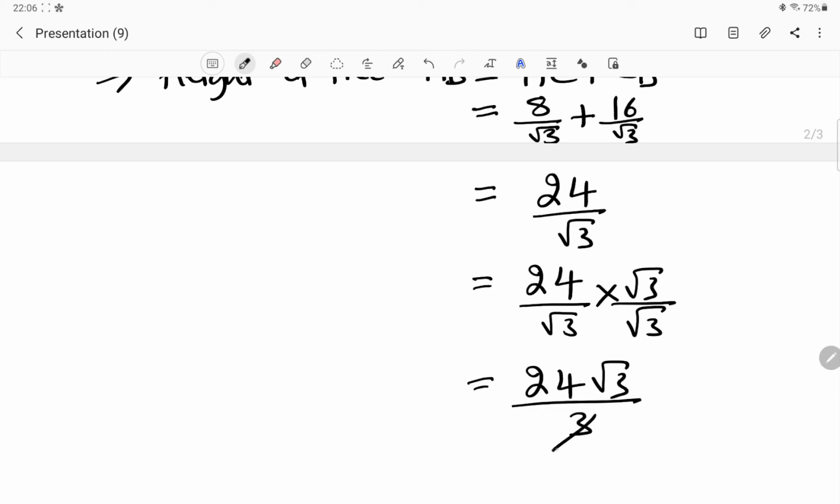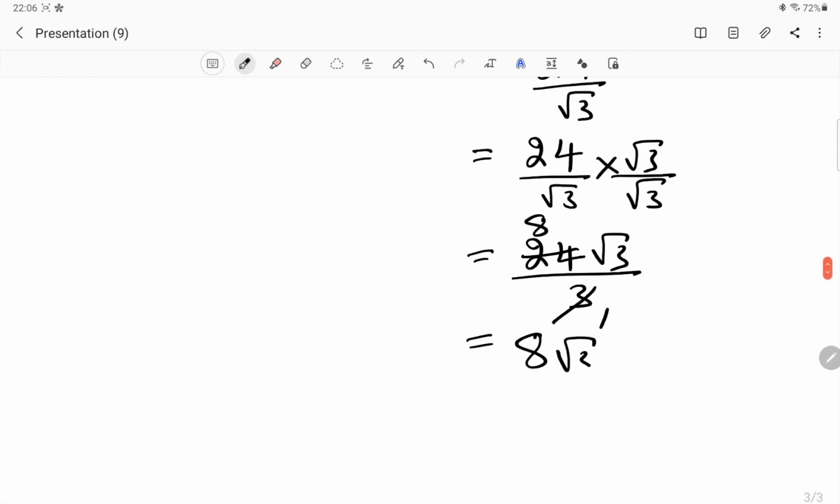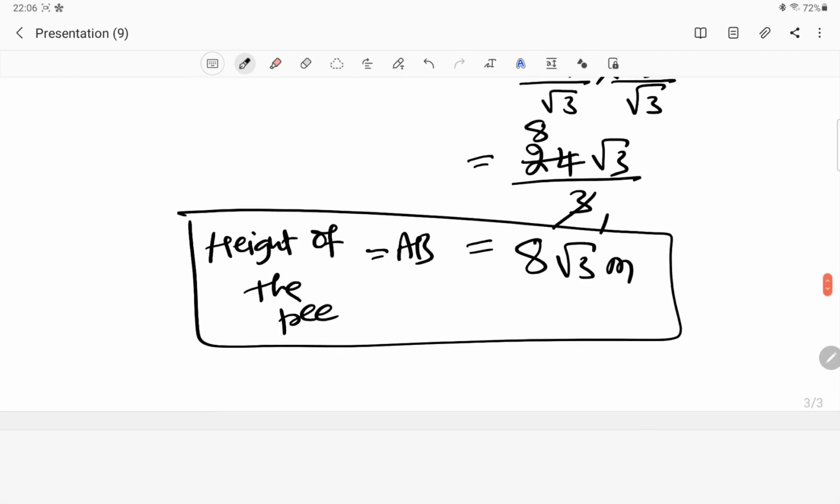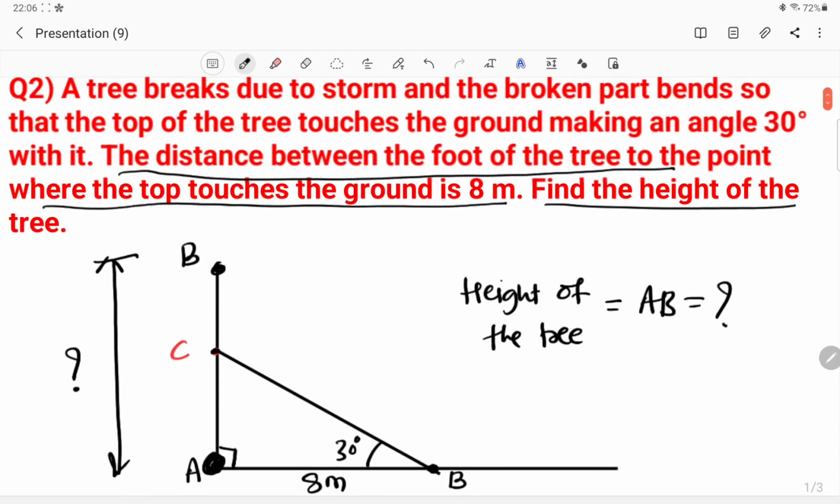Root 3 into root 3 is 3. So 3 ones are 3, 3 eights are 24. So the height of the tree is going to be 8 root 3 meter. So the height of the tree is equal to AB is equal to 8 root 3 meter. Instead of this root 3, you can keep it as 1.73 also, and carry forward the calculation, 8 into 1.73. Otherwise, you can leave it up to here, and you will definitely be given full marks for this much calculation. I hope you got to understand this problem.